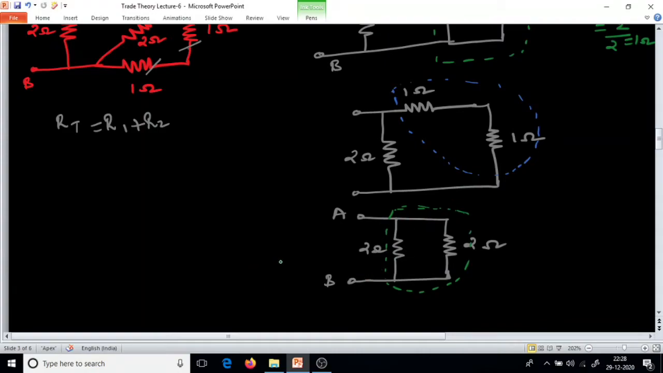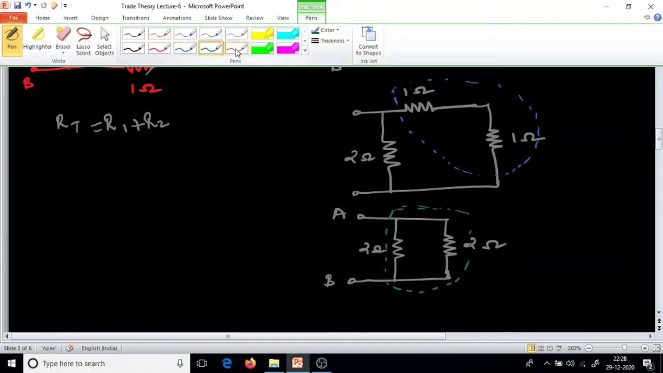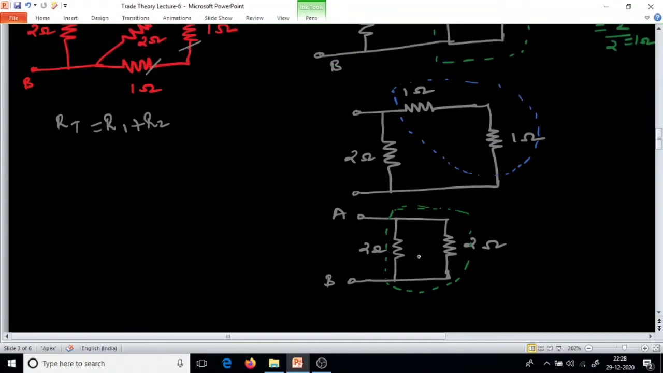Just by looking at it, we can identify that it is connected in parallel. Now this can be replaced with the equivalent resistance of 2 ohm. Is it 2 ohm? No, it's not 2 ohm. These are the AB points.